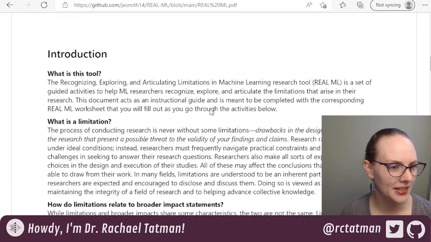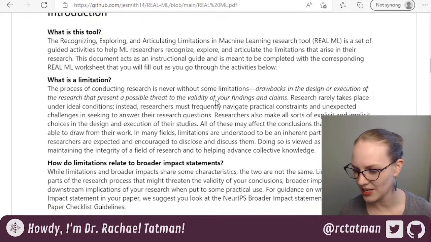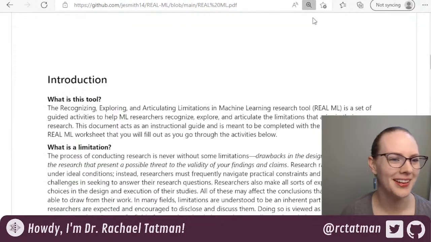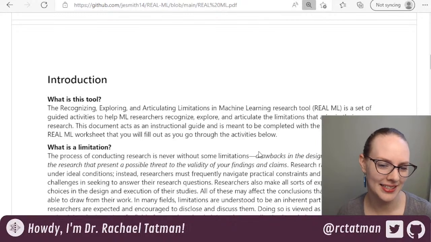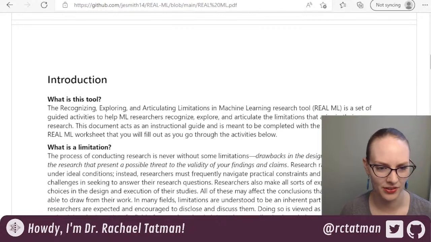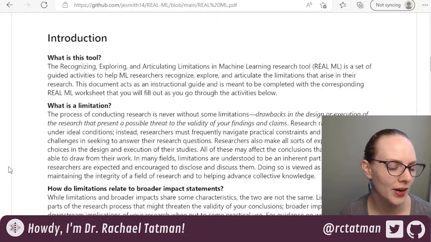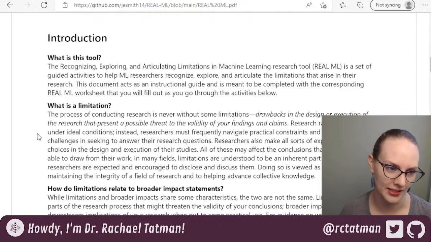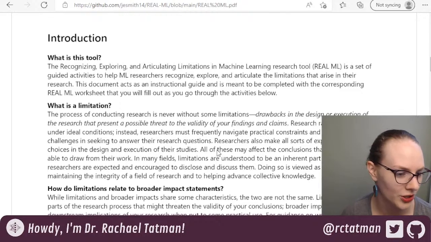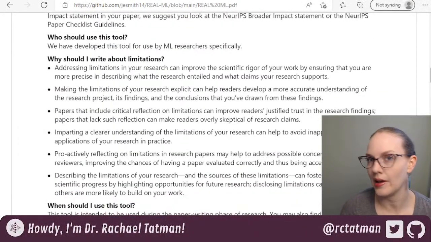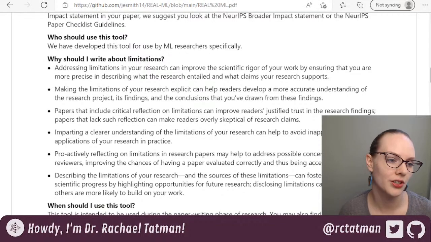All right, so guided activities, we love that. The process of conducting research is never without some limitation. I know this is a little bit small, but it's PDF, so I can't zoom in too much. I can't zoom in at all. Drawbacks in the design or execution of the research that present a possible threat to the validity of your findings and claims. Research rarely takes place under ideal conditions. Instead, researchers must frequently navigate practical constraints and unexpected challenges in seeking to answer their research questions. So this is basically like, you've written a paper, you want to accurately talk about what you can and can't do with your research. How do you do that?